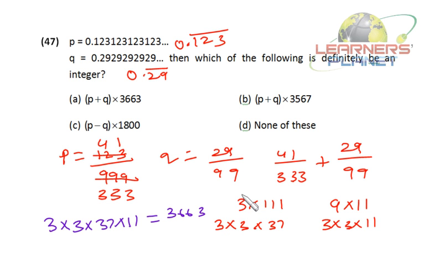That will be equal to 3663. That means if P plus Q is multiplied by 3663, it will be converted to an integer. So this will be the correct choice. The LCM of 333 and 99 is 3663, and it will get cancelled by this 3663. Okay friends, so the problem is very simple.